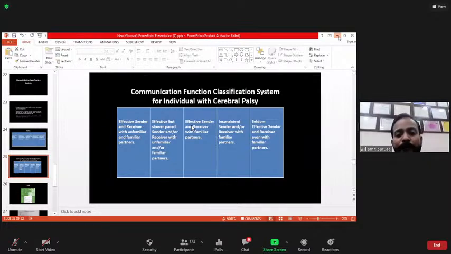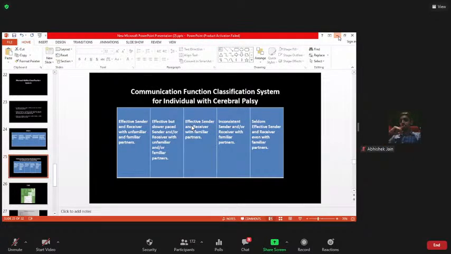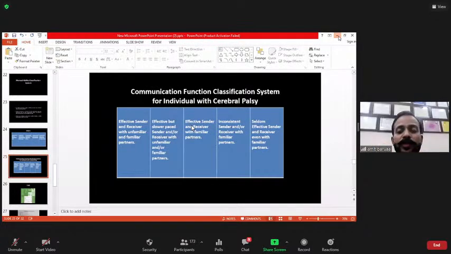So level 1 is about two-way communication with both the people who are very well known to me and the people who are new to me. So that is called the effective sender and effective receiver. I can receive what you are saying and you can receive what I am saying, but it may need a little bit more time. It may need more clarification in terms of my sound. Like if I'm asking you, what's your name? Then they may need me to repeat, what's your name? That may be possible at level 1 and level 2.